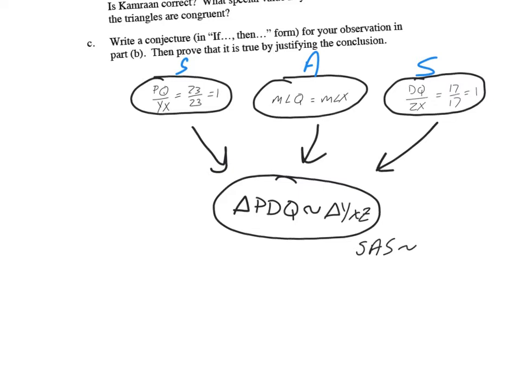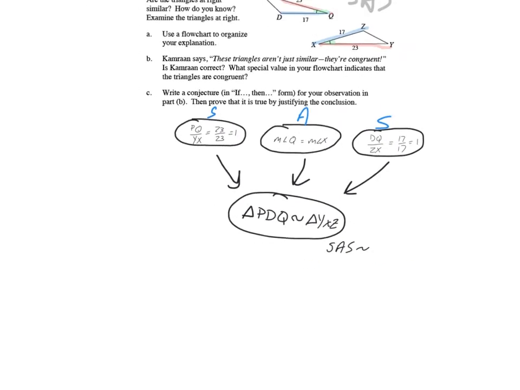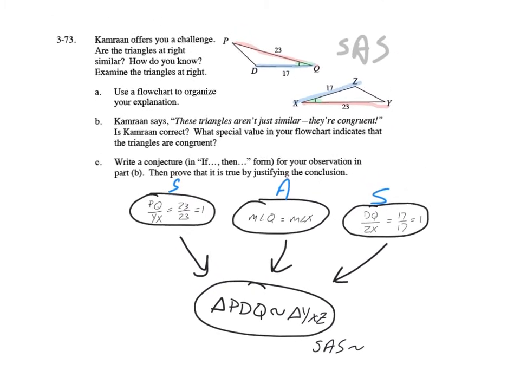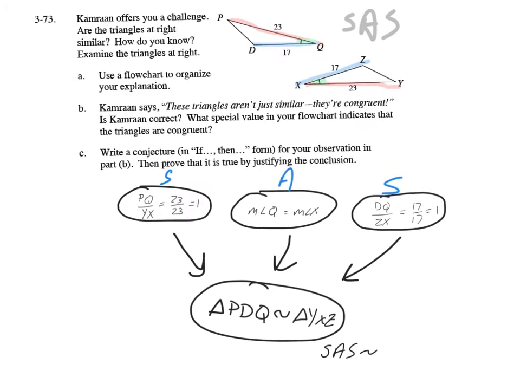I have side, angle, side, and you should write again the ratio of the corresponding sides. We know that PQ corresponds to YX, and that ratio is 23 over 23, which is 1. Then I also have these two angles, Q and X, being the exact same measure. As do these sides correspond, I have the same ratio of 1 and 1, therefore these triangles are similar by side, angle, side. And so hopefully we're able to reconcile any differences that we had on that problem.